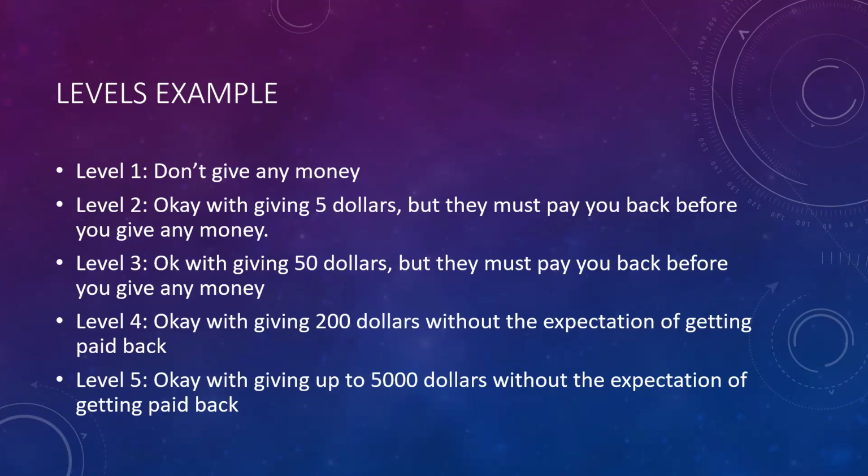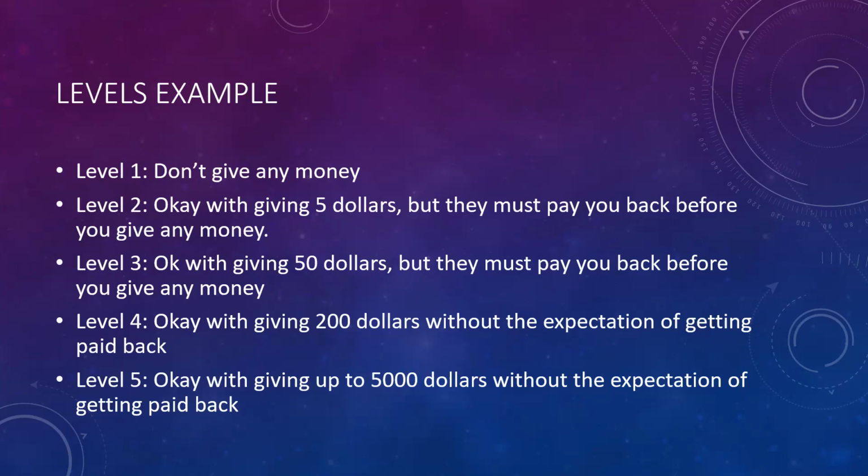And then level 3, being okay with giving them $50. Level 4, being okay with giving them $200. And again, this time without the expectation of getting paid back, because we trust them that much to know that they would do the same thing for us if we needed it. Level 5, giving them up to $5,000 without the expectation of getting paid back. Again, because we 100% trust them at this point. We know that they wouldn't do anything to screw us over. So we know that they would loan us $5,000 if we really needed it without that expectation too. Again, that's just an example.